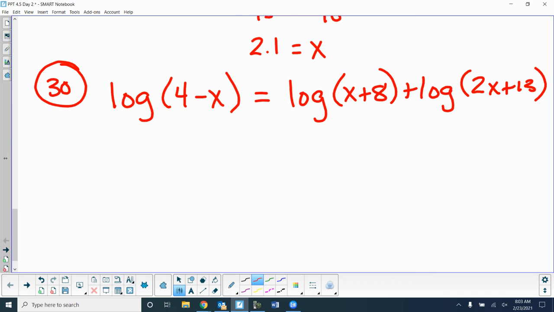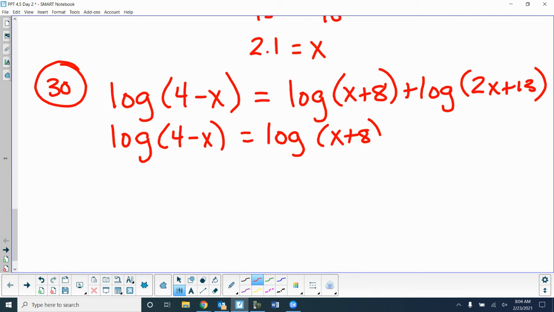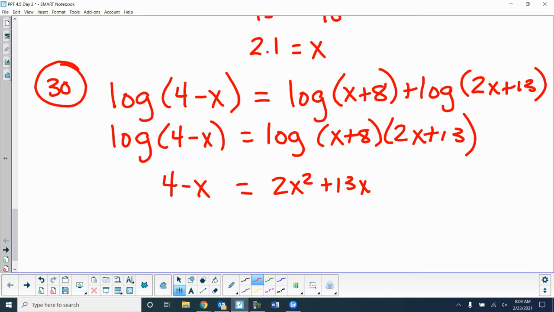So the one on the right, I'm going to condense. Since it's addition, I can make it multiplying those two things, x plus 8 and 2x plus 13. If we have the log of something equals the log of something, what can we do with the logs? Just drop them, right? So I got 4 minus x on the left. And then I'm going to FOIL this. x times 2x is 2x squared. x times 13 is 13x. 8 times 2x is 16x. And 8 times 13 is, what's that, 104? Did I do that right?